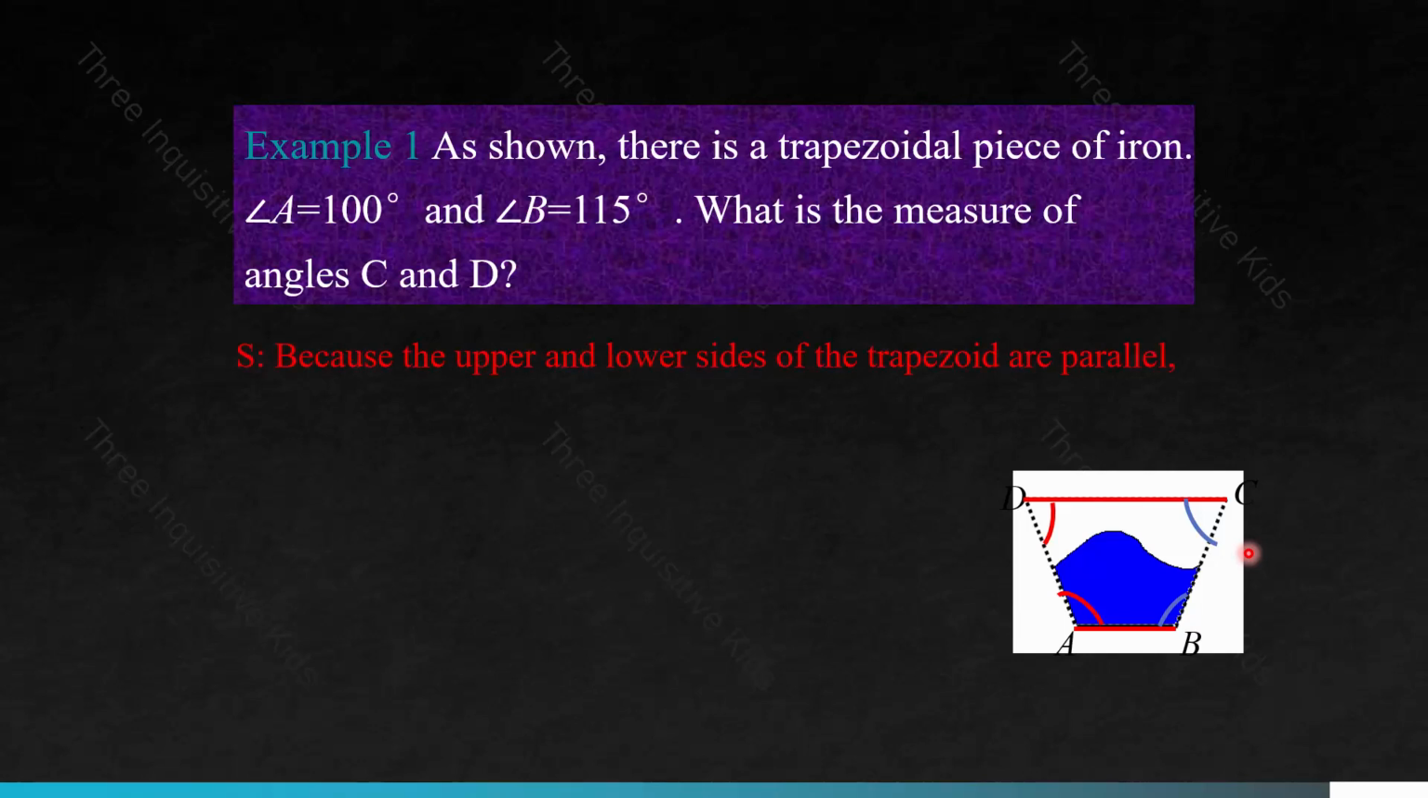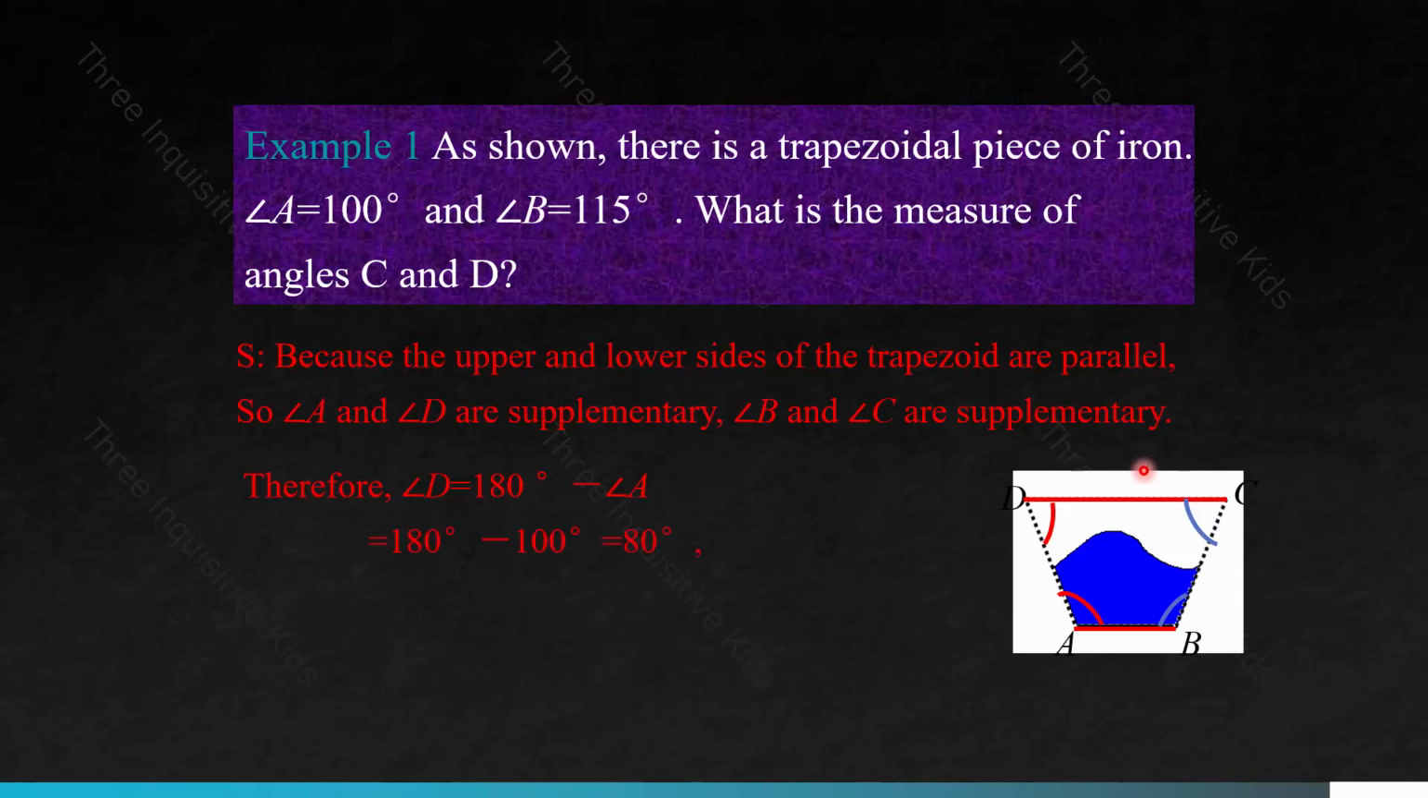Here's the solution. Because we know it's a trapezoid, then the upper and lower sides of the figure are parallel. CD is parallel to AB. So angle D and angle A are supplementary, and angle B and angle C are supplementary. Therefore, angle D is equal to 180 degrees, taking away angle A, which is 80 degrees. And angle C is 180 degrees, subtract angle B, which is 65 degrees. Therefore, angle D is equal to 80 degrees and angle C is equal to 65 degrees.